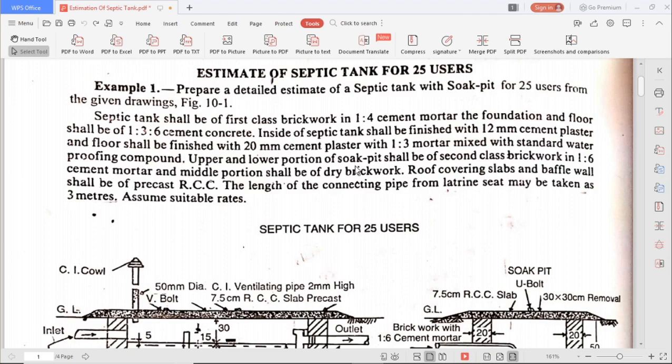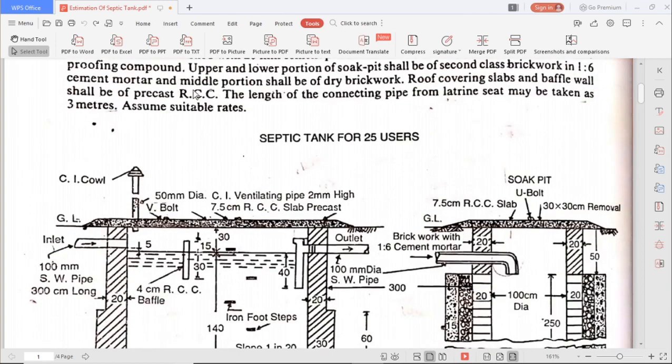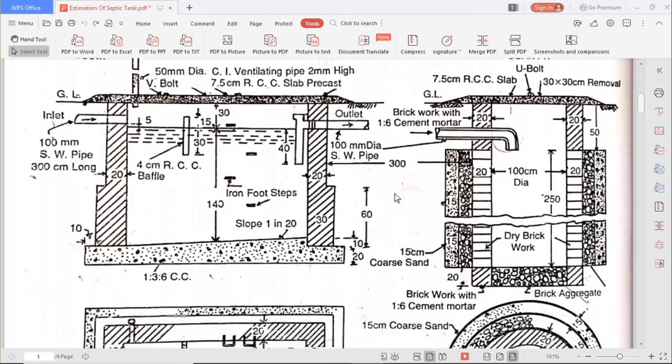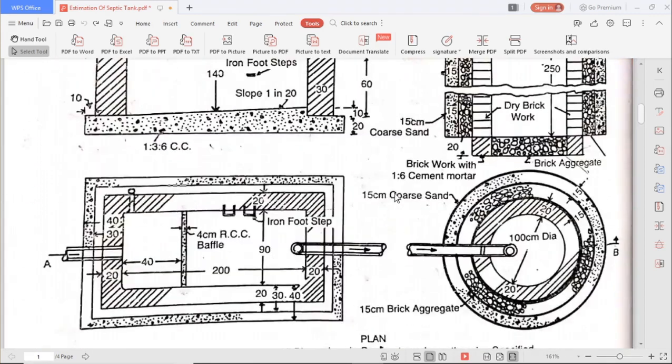Upper and lower portion of the soak pit shall be of second class brickwork in 1:6 cement mortar, and the middle portion shall be of dry brickwork. Roof covering slabs and baffle wall shall be precast RCC. Okay, they are already cast. The length of the connecting pipe from the latrine seat may be taken as 3 meters. Assume suitable rates. First we shall discuss the drawing which they have given.